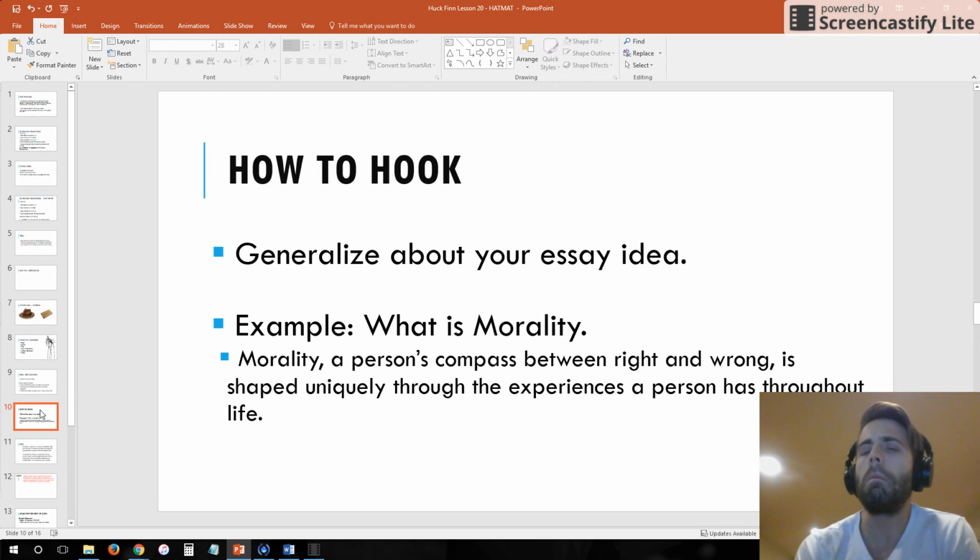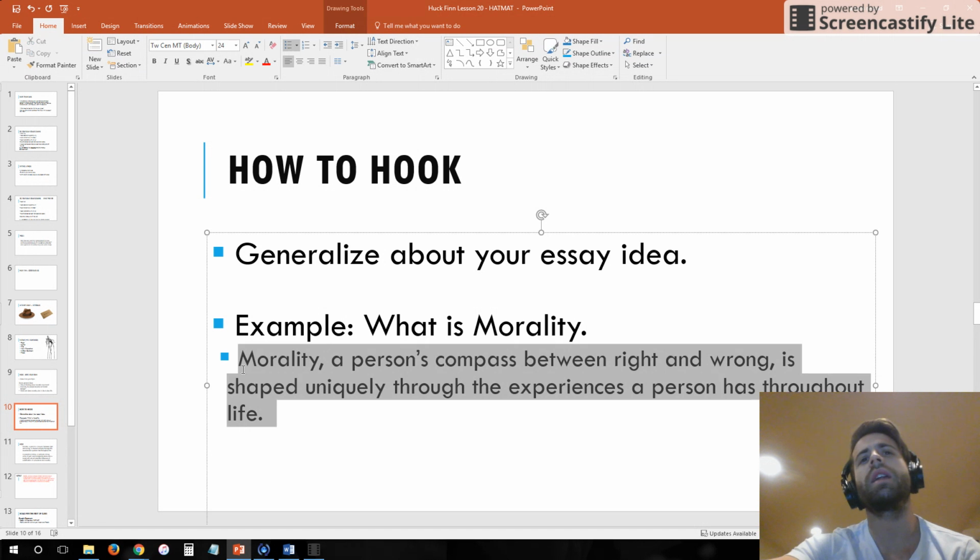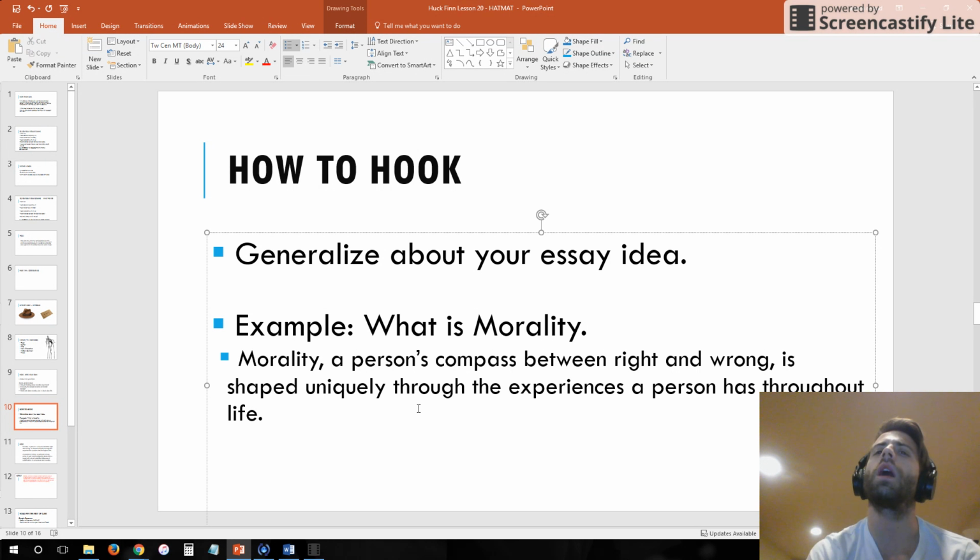So my idea is a really broad one. I just start off by thinking about, okay, what is morality? And how is it shaped in a person? So really broad. And I don't just come out and say morality is this, it's shaped in a person by this. But I morph that into one more complex sentence. So I say, morality, a person's compass between right and wrong, is shaped uniquely through the experiences that a person has throughout life.